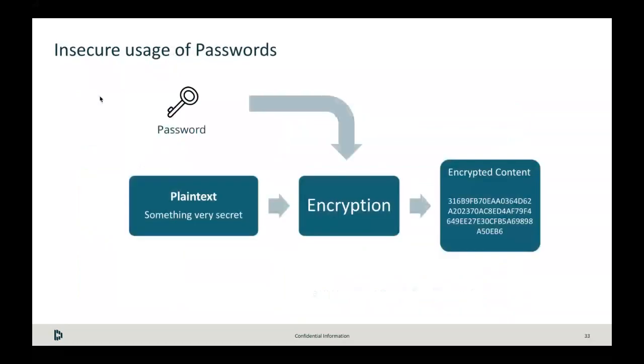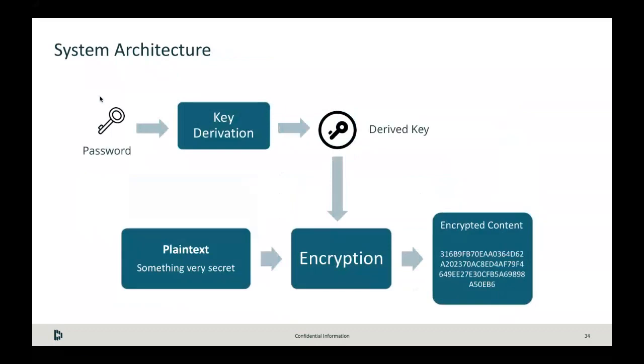In the end, I would like to recall to you the whole system of this key derivation. You may remember this graph, insecure usage of password. Using the password directly in the encryption system is insecure. What we want to do in the system is to always do a key derivation on the user's password to generate a derived key, and use that derived key in the encryption system.